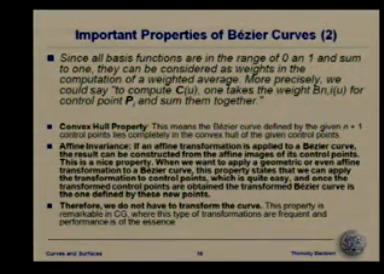Since all basis functions are in the range of 0 and 1, and sum to 1, they can be considered as weights in the computation of a weighted average. More precisely, to compute C of u, one takes the weight Bni of u for the control point Pi and sums them together. This, in words, is the working principle of a Bezier curve.